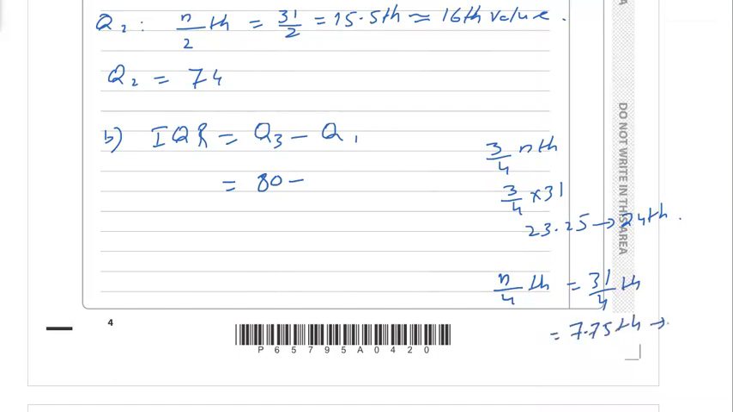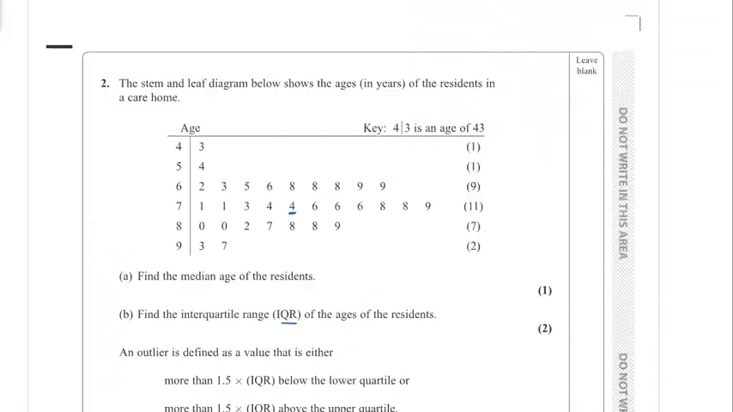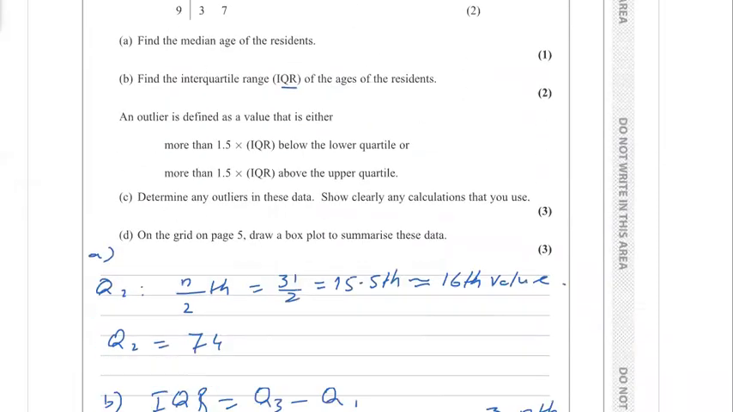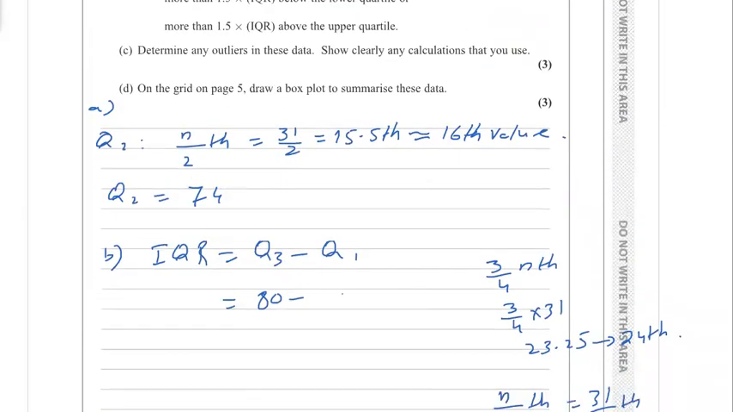That we will round to the 8th value. So where is the 8th value? The 8th value is this: 1, 2, 3, 4, 5, 6, 7, 8. So this 68 is the 8th value. That I will write, 68. It means Q1 is 68.